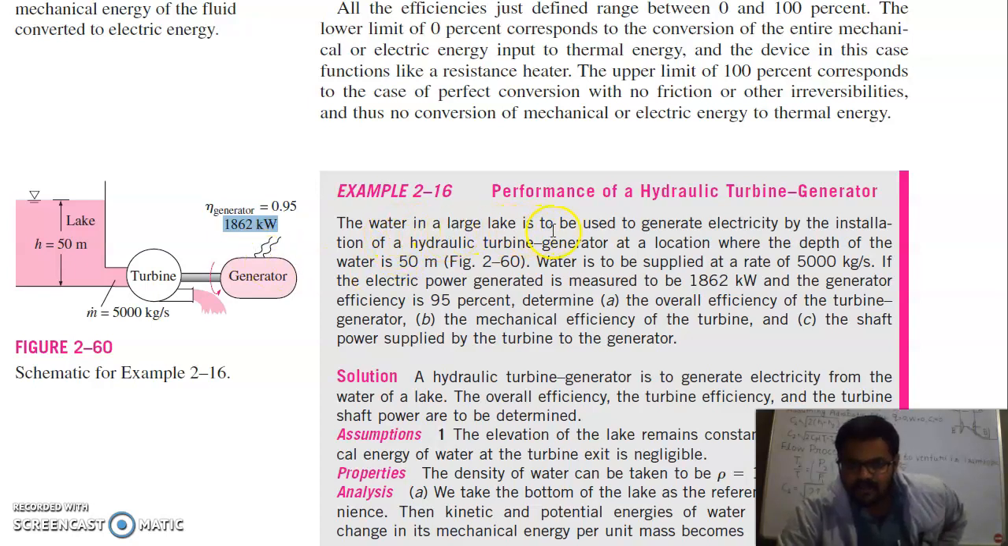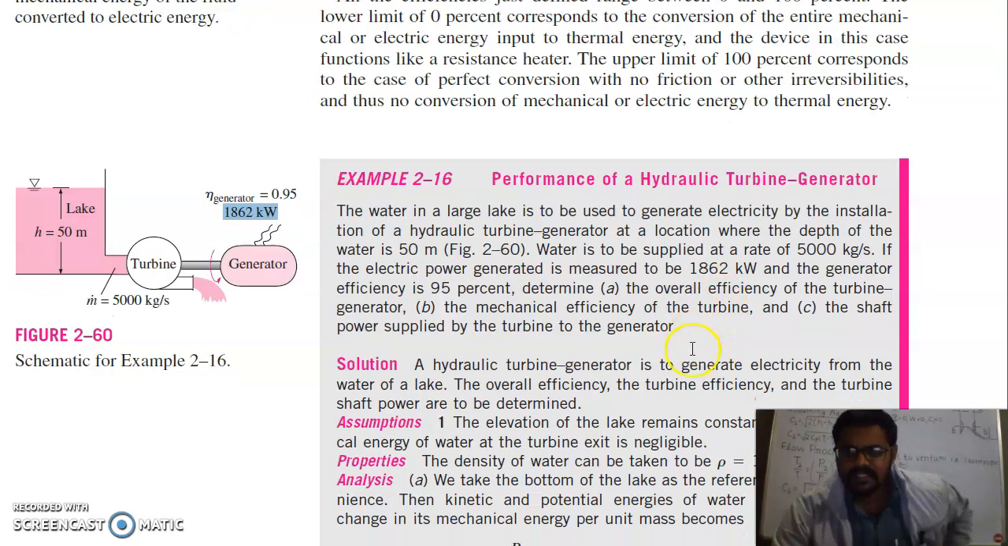So water in a large lake is to be used to generate electricity by an installation of a hydraulic turbine generator at a location where the depth of water is 50 meter. Water is to be supplied at a rate of 5000 kg per second, and the generator will produce this much amount of power. So you have to solve this.